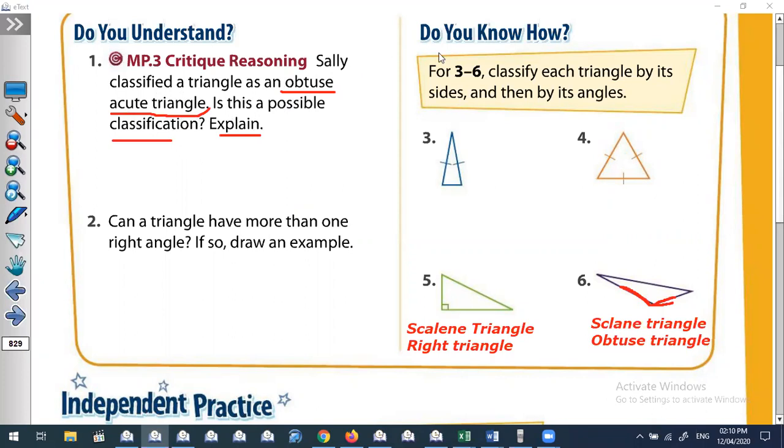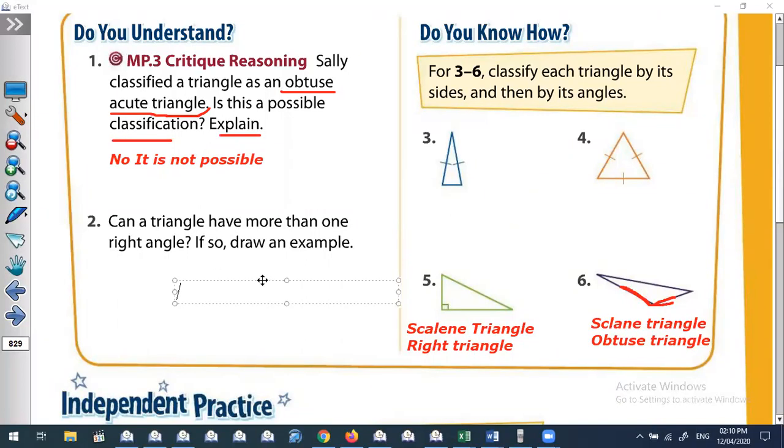So this classification is wrong. No, it is not possible, because I need to classify the triangle according to angle. You have to say that the triangle is obtuse or acute. No, we can't say that a triangle is obtuse and acute at the same time.